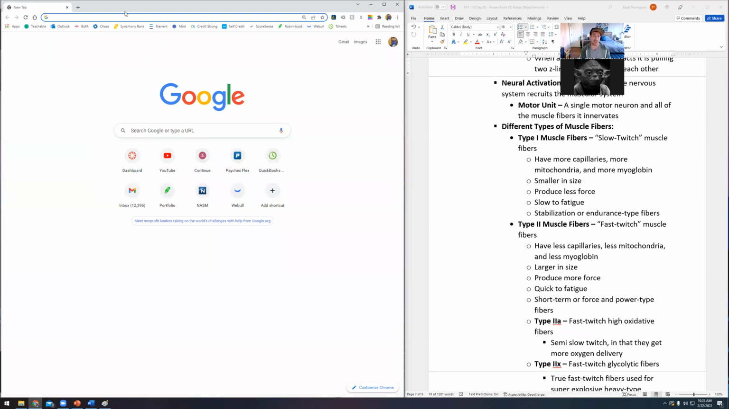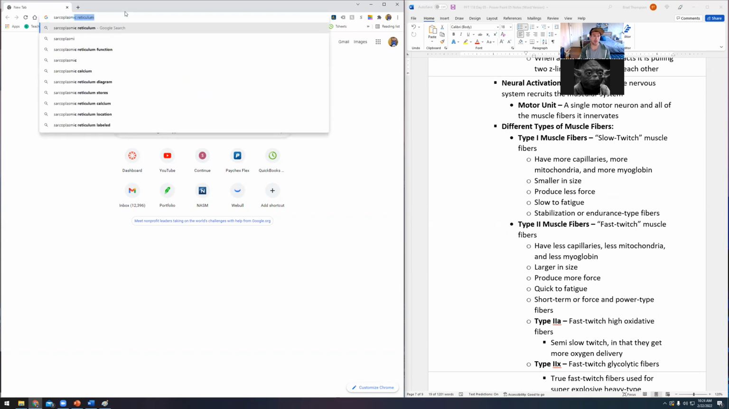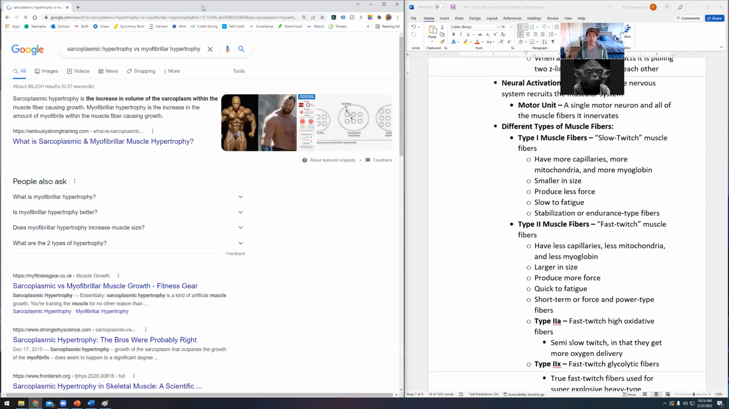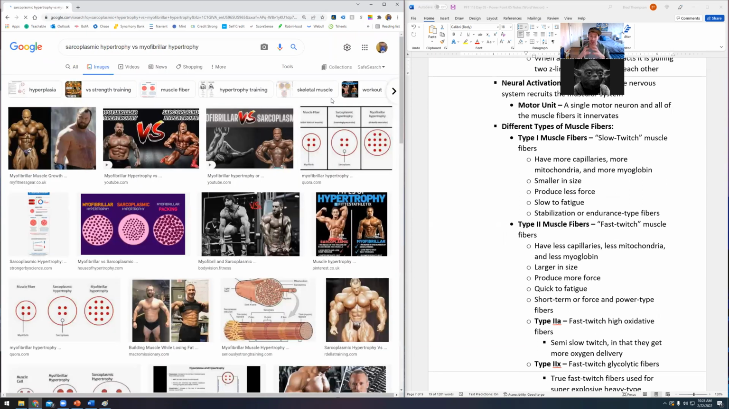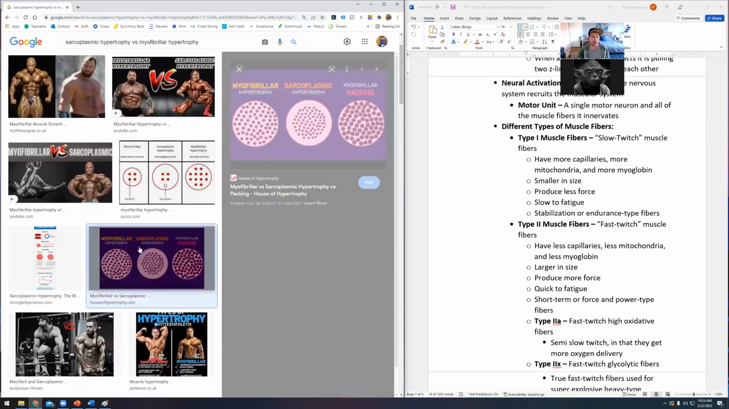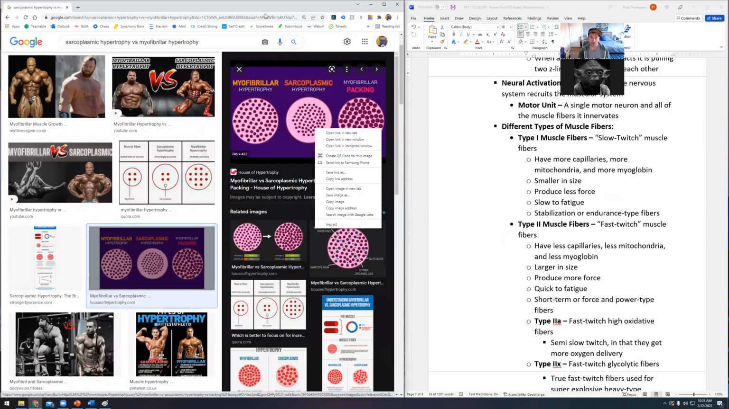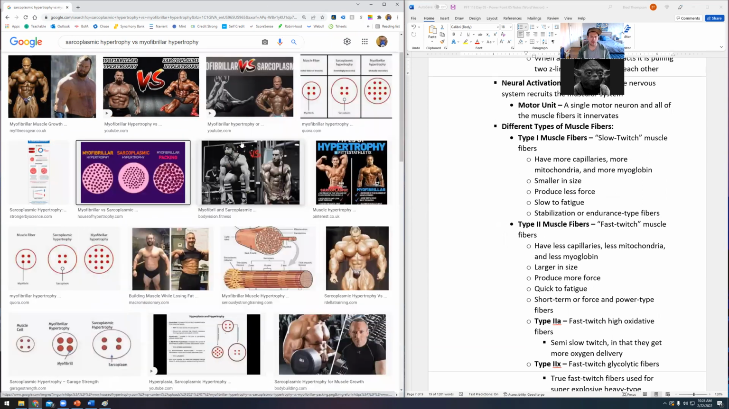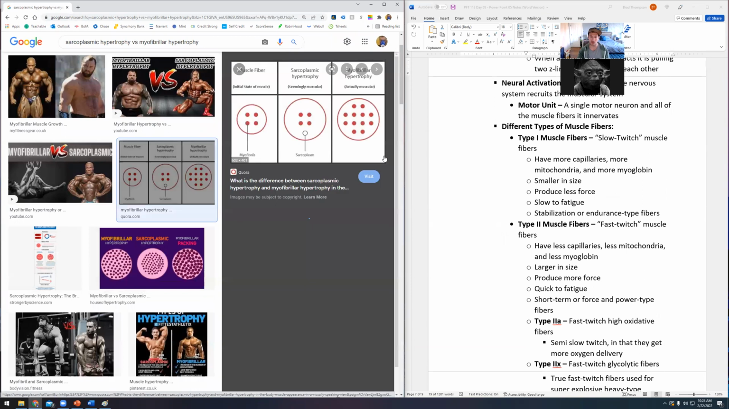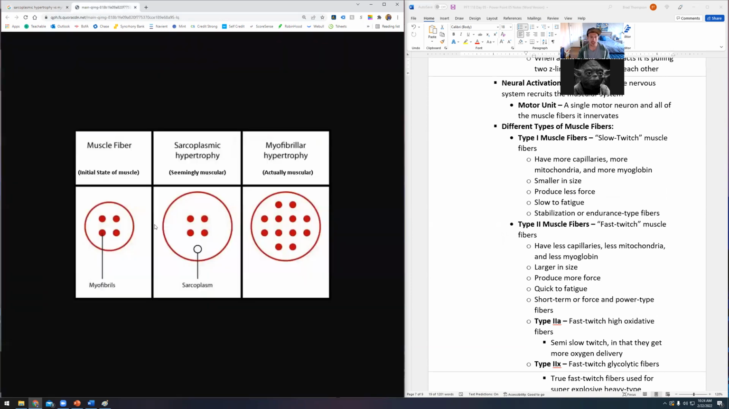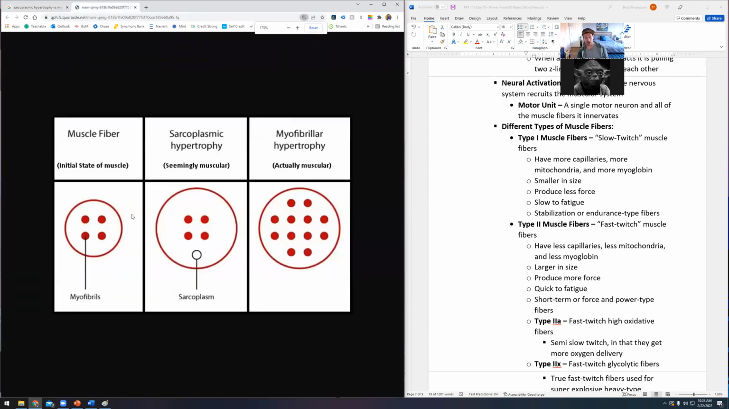So what we'll see is the difference between what is called sarcoplasmic hypertrophy, which is making the muscle cell larger and pumping a bunch more fluid into it, and myofibrillar hypertrophy, which is making more of those little proteins, making more of those little muscle fibers. So let's say you've got a muscle fiber here. It's got 4 proteins in it and about this much space in terms of cellular fluid.